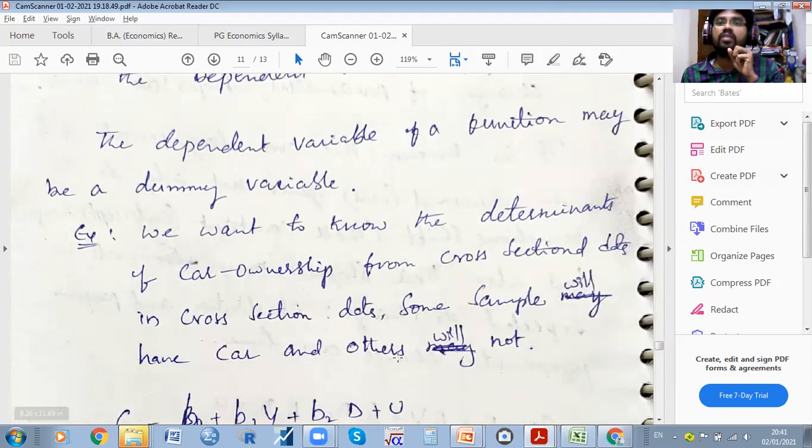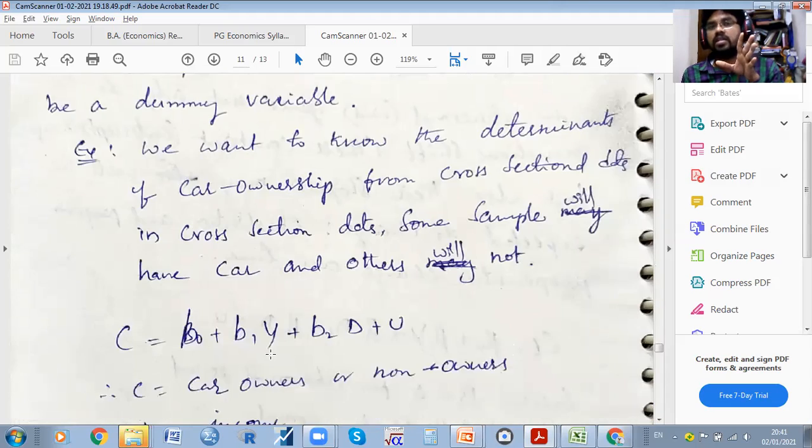Those who have the car and those who will not have the car, I will also collect. So for example, the owner of the car. C = beta 0 + beta 1 Y + beta 2 D + u. So what is C here? Car owner, if you have the car, yes, or non-owner. So if you are a car owner, I will put 1. If you are not a car owner, I may take 0.